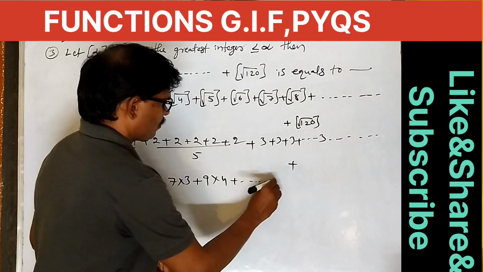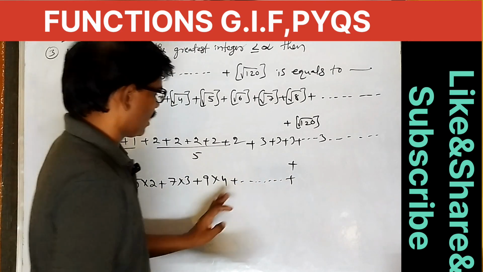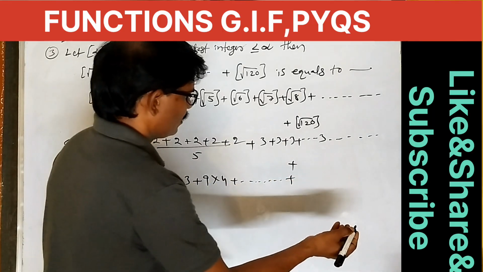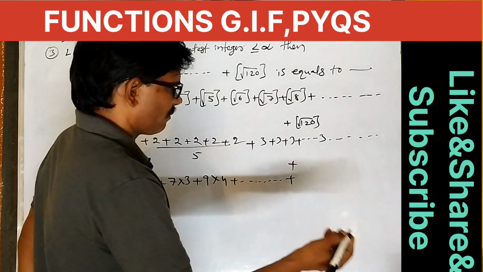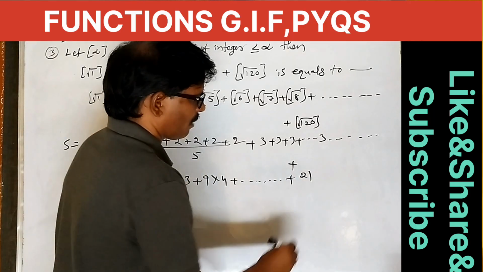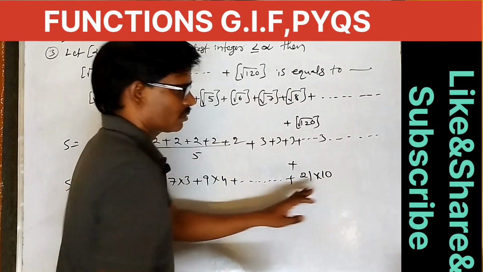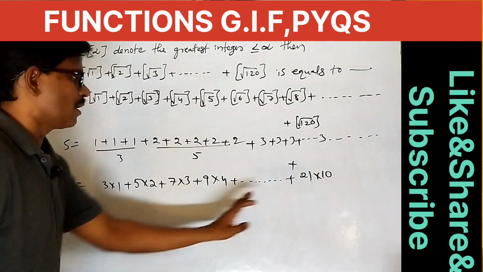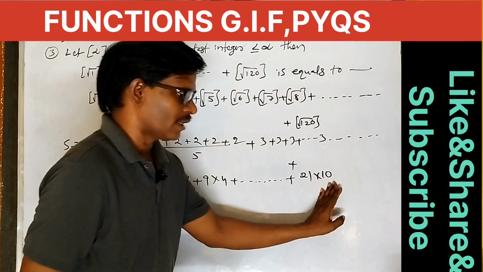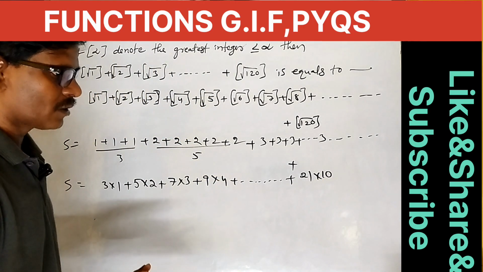How many numbers are there here? Total 9. Next 11. Next 13. Next 15, 17, 19, 21. Last term is equal to 21 into 10. This is the last term, 21 into 10.